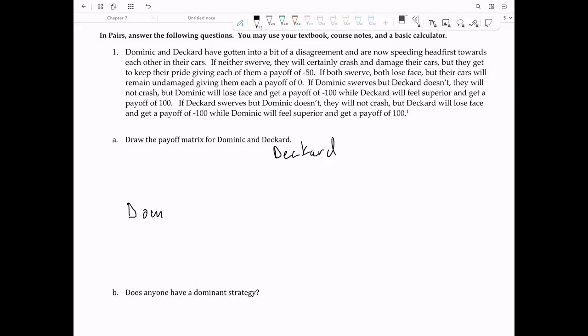Okay. The next thing we need to know are what are their actions. They can swerve, or what else can they do? Yeah. What did I say though? Swerve, no swerve, contact. I'm just going to say straight, because when I learned this, it's called the game of chicken, in game theory and on the playground.